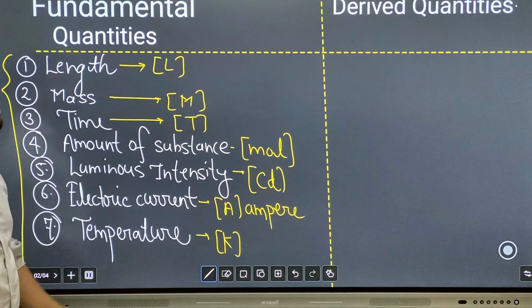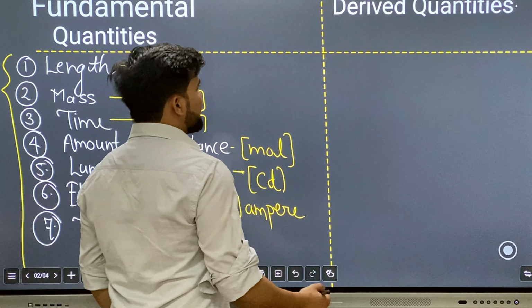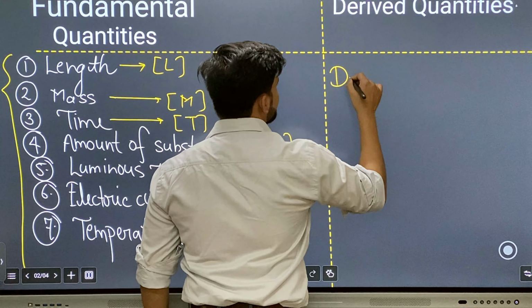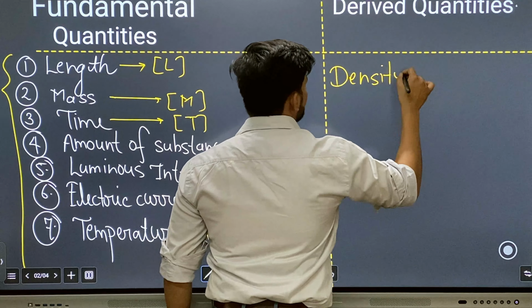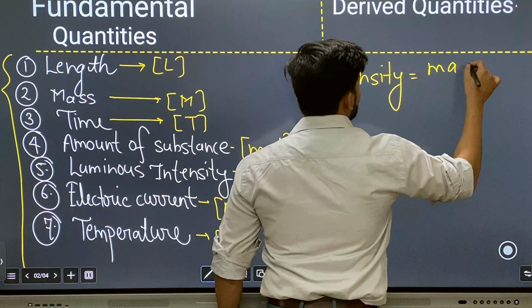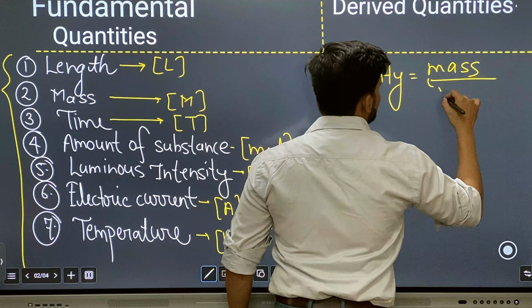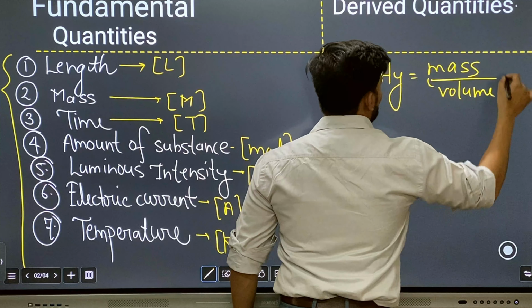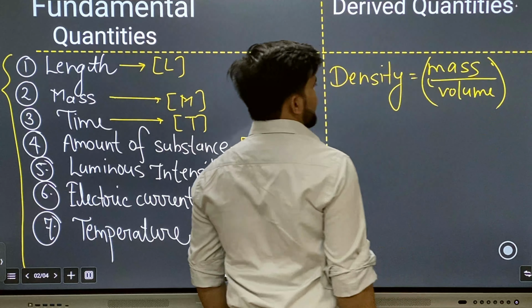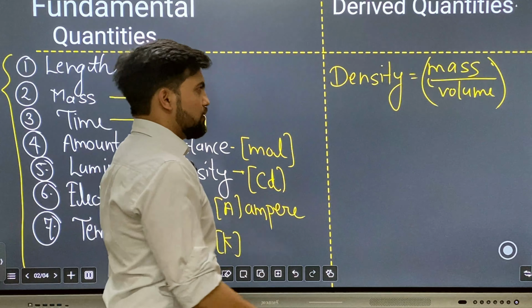But if I'm going to talk about derived quantities, I'm taking a certain example. Suppose I'm going to say density. So density stands for mass divided by volume. It means in density, 2 quantities are involved. First is mass and the second one is volume.